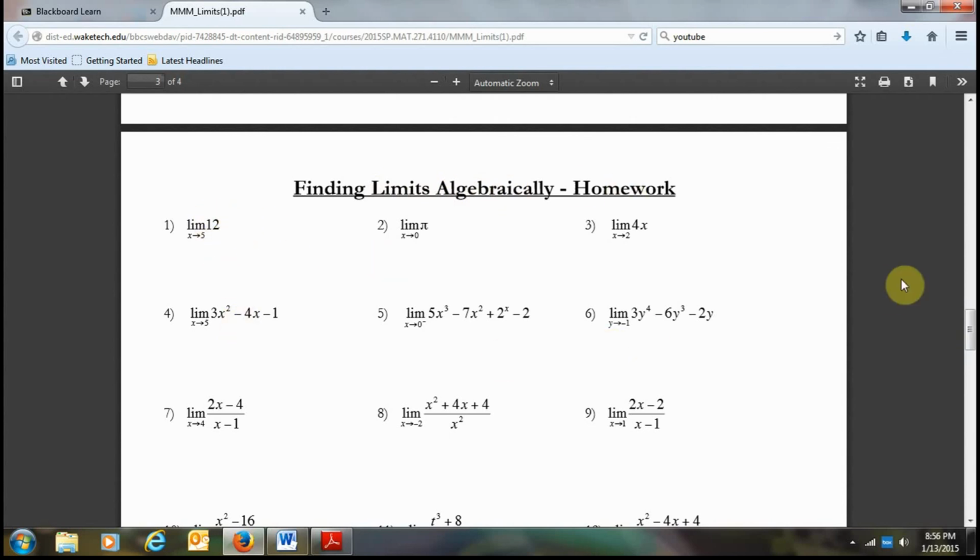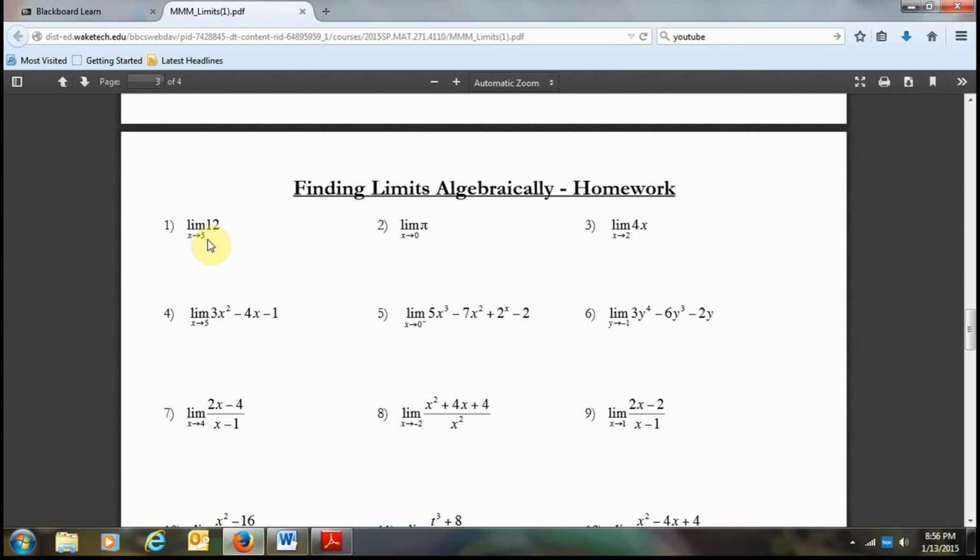Here are some practice problems where you can just plug in, or you can figure it out just from looking at the problem, and some where you need to factor and cancel. So let's look at number 1. What is the limit of 12 as x approaches 5?